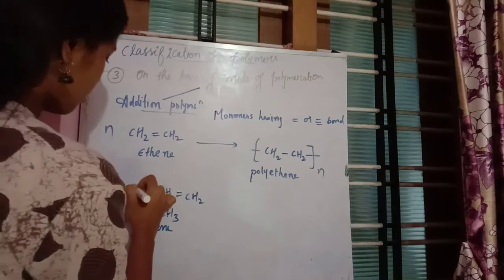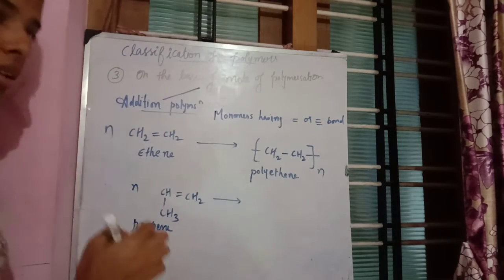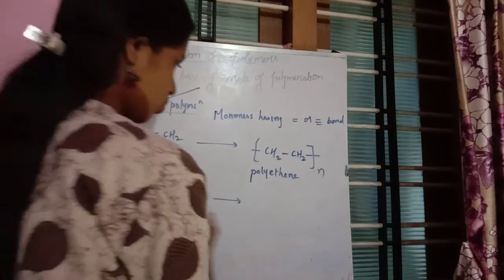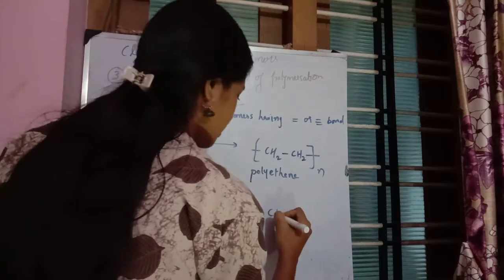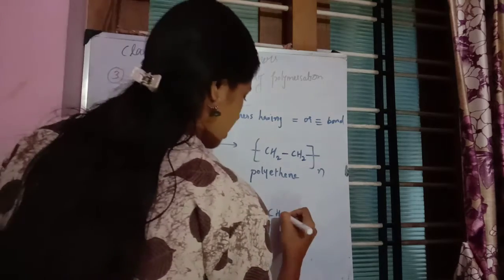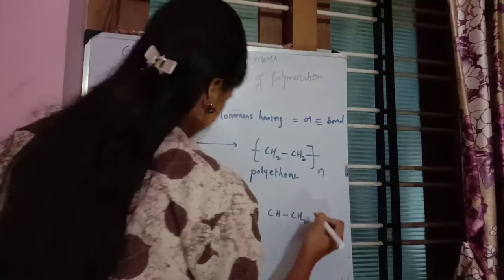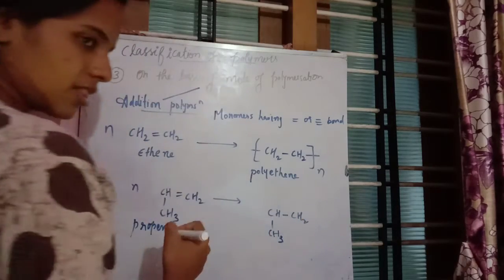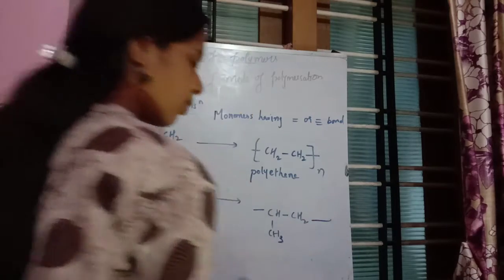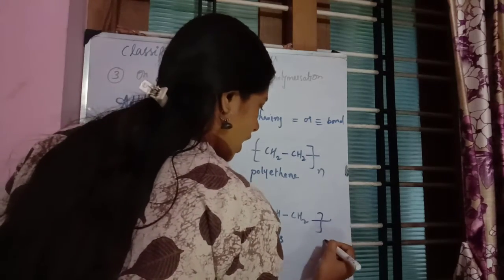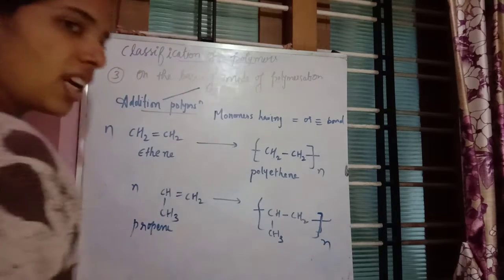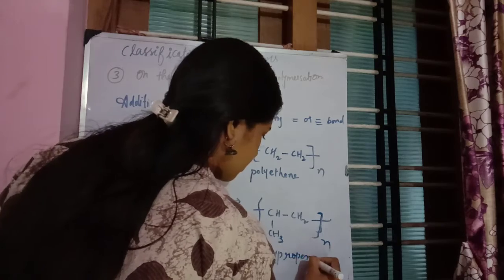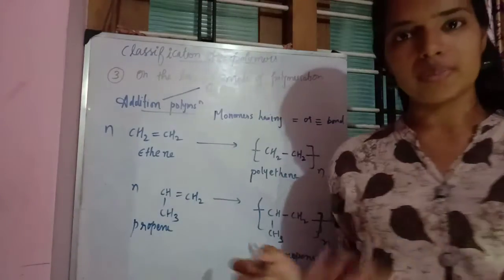I have taken n number of propene and this undergoes addition polymerization reaction. So remove the double bond between these two carbons. So I can write CH single bond CH2. Fine. And there is a CH3 here. So I am putting that CH3. Put a bond here, close it with square brackets and put the n here. Here we have polypropene. This is how polypropene is formed.